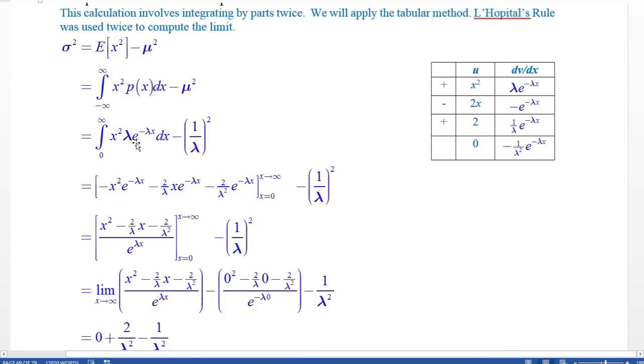So that one right there we're going to need to use parts twice on, so I decided to use the tabular method. I put the x squared here, and I put the lambda e to the minus lambda x for the dv part. Taking derivatives on the left side is real easy. Derivative of x squared is 2x. Another derivative is 2. Another derivative is 0. So that works out very, very nicely.